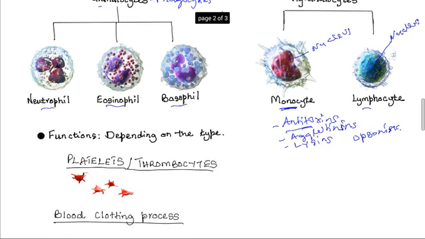Now, the third component, actually the fourth component of the blood, are the platelets, also known as thrombocytes. Platelets are fragments from large cells in the bone marrow. They are in fact cellular fragments. They have a complex structure and arise from the division or the breakdown of the cytoplasm of giant cells in the bone marrow known as megakaryocytes.